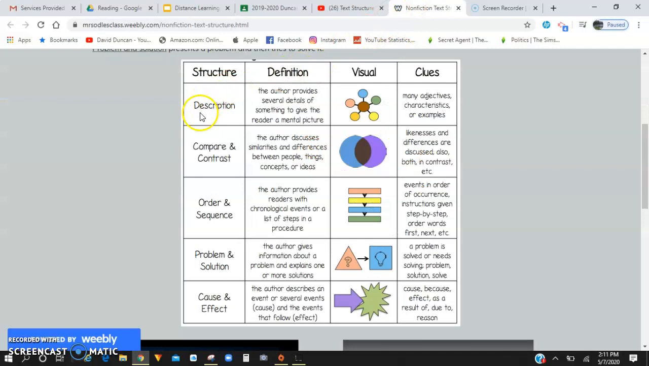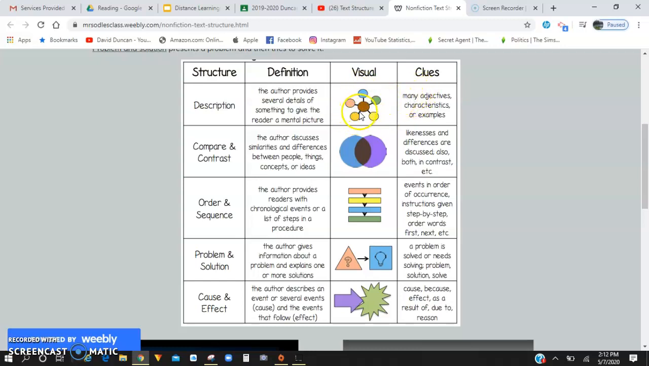Now, description text structure, the definition is that the author provides several details of something to give the reader a mental picture. A visual that I want you to think about is, here's the main idea of the topic, and then the author is going to give you different details that will describe that topic that's in the middle. Okay, so we're going to have a topic. Let's say the topic is spiders. The author's going to give you different details and descriptions of what a spider has and what a spider belongs to, like families they belong to, things like that.